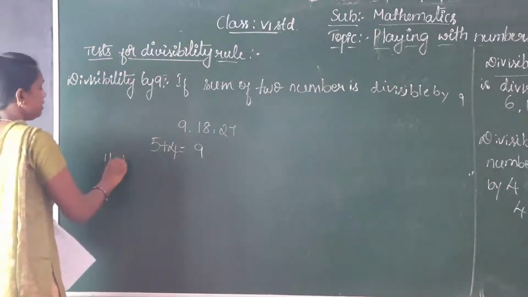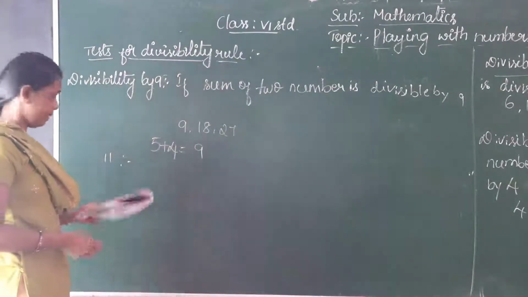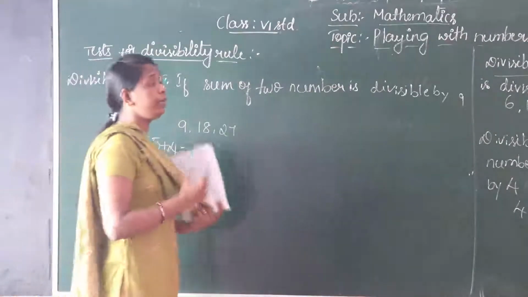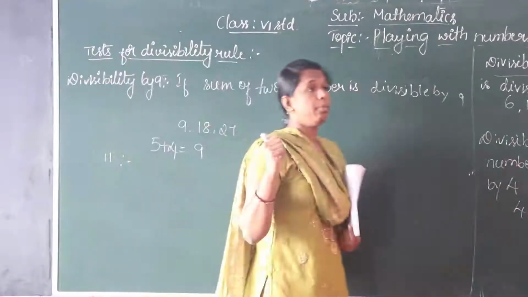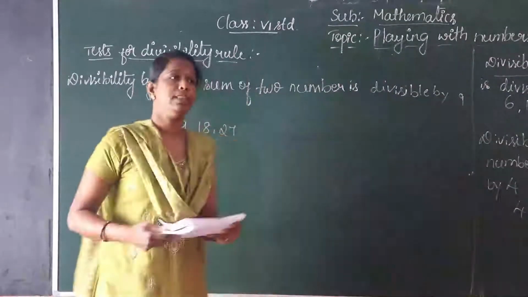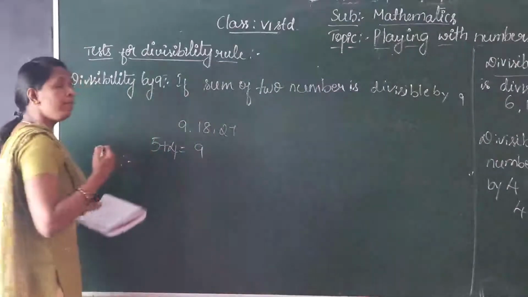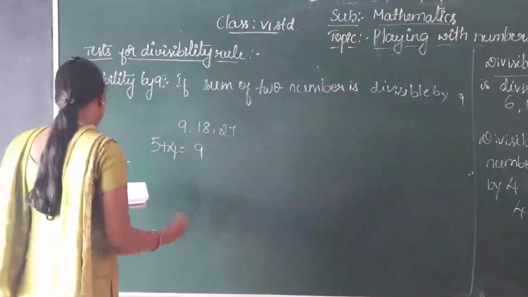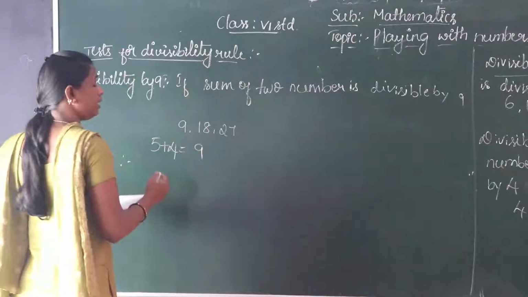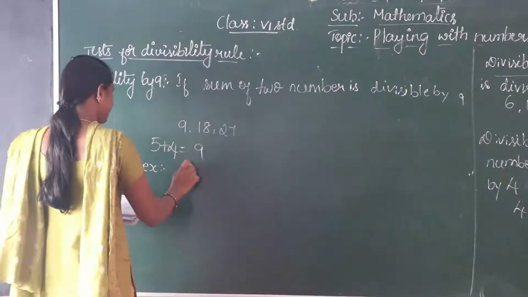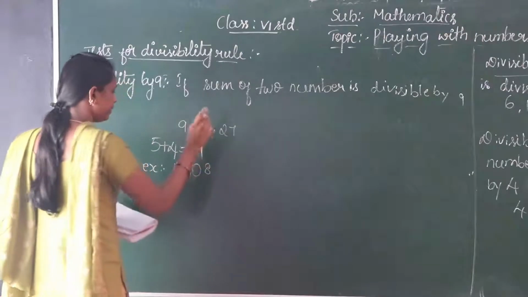And then the divisibility rule by 11. The difference is applicable in the divisibility rule of 11. That is, the sum of the digits in odd places and the sum of the digits in even places give a difference that is divisible by 11. Let me take one example, 308.